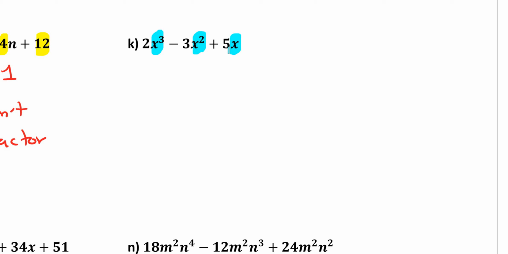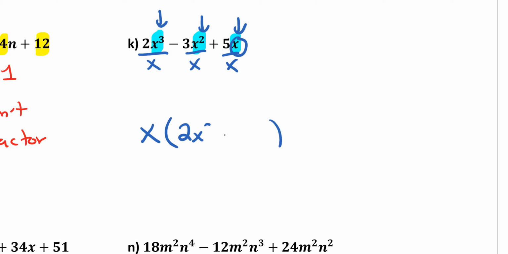So the common factor here is the variable x, and all we have to do is look at the smallest power of x. So there's 3 here, there's 2 there, there's 1 here. So this single x would be your GCF. So now I can divide all the terms by x. And this one's not too bad. It would be 2x squared minus 3x plus 5. Right, so if the bases are the same and we're dividing, we just subtract the powers. So final answer there is x times 2x squared minus 3x plus 5.